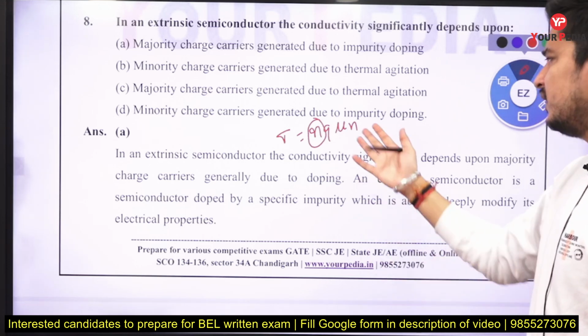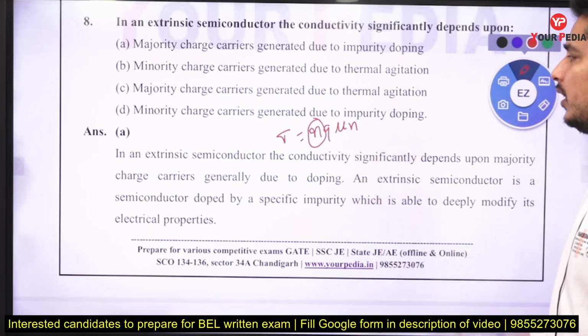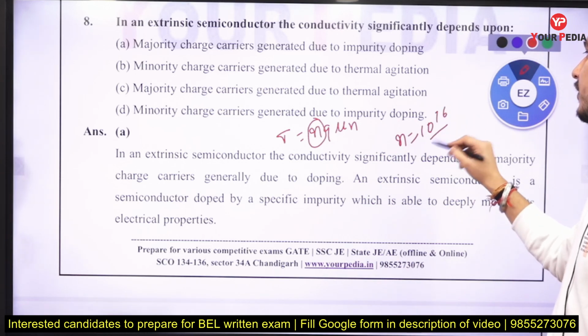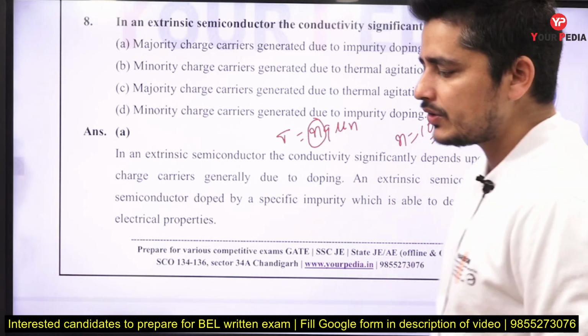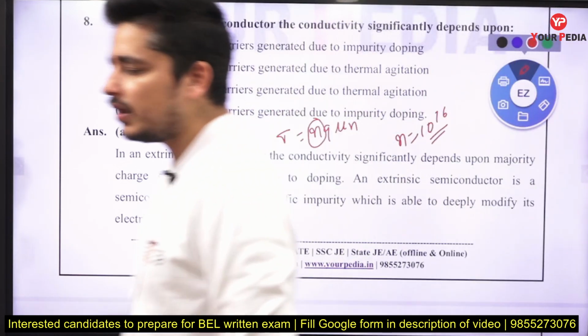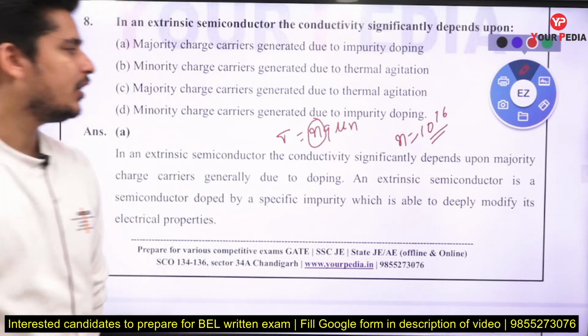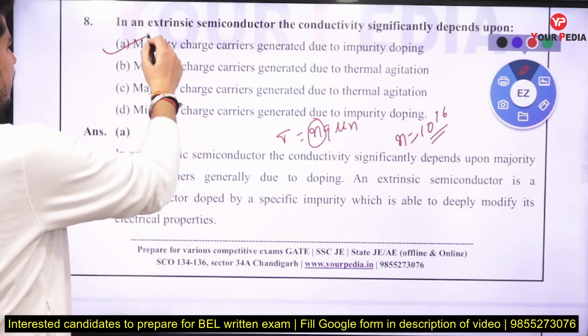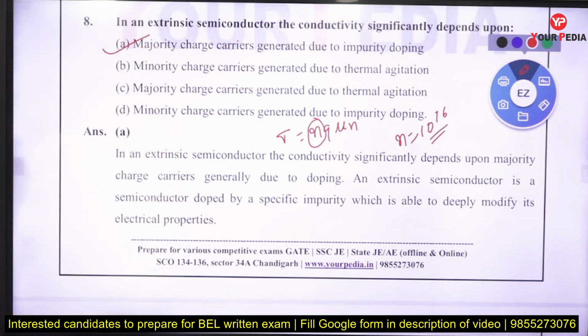So mu n is not that much affected, because the value of carrier concentration is of the order of 10 raised to power 16 or 17 per centimeter cube. That's why it is the most dominating factor here. So what we can see, the majority charge carrier generated due to impurity doping will mostly affect the conductivity inside the extrinsic semiconductor, right?